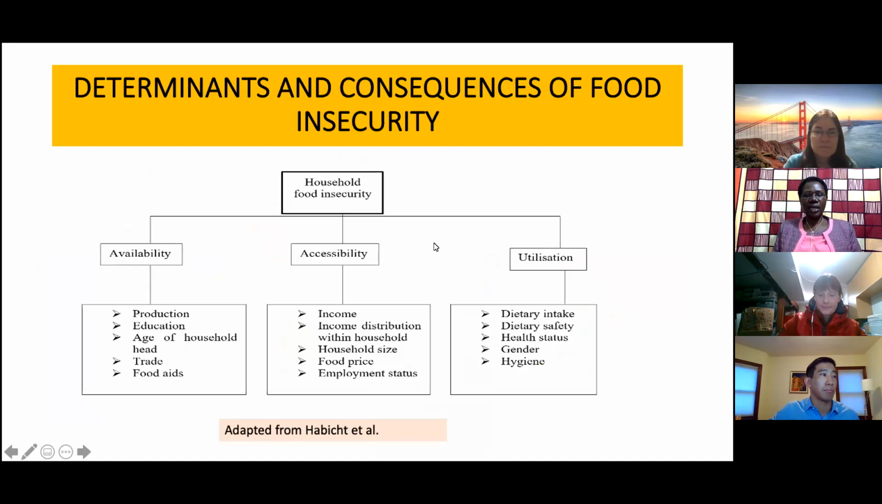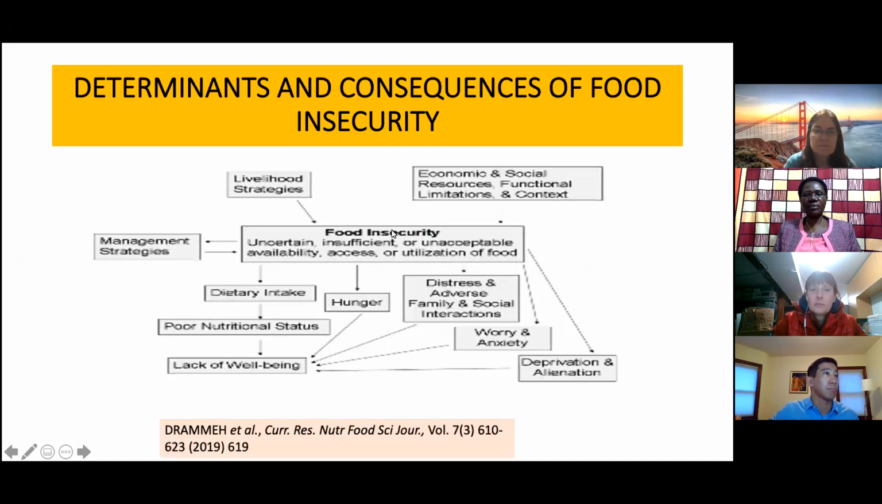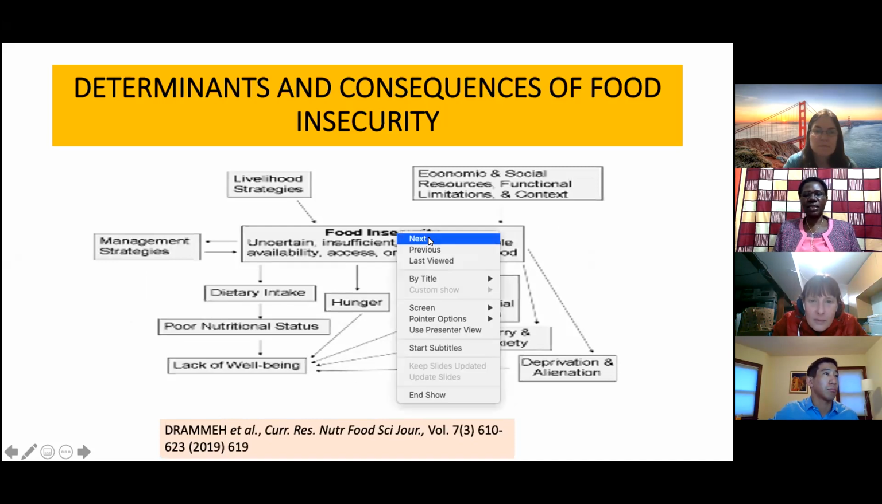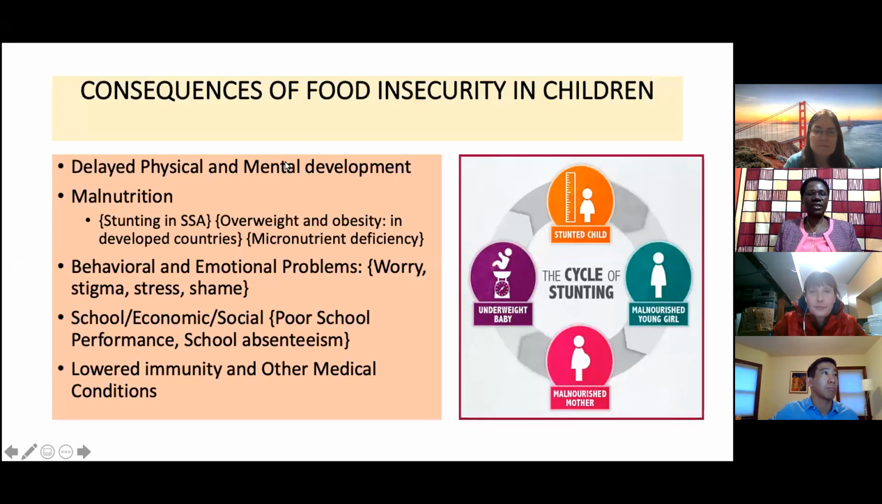This slide, adapted from that reference, shows us the determinants and consequences of food insecurity, just to show what I had introduced: availability, accessibility, and utilization. And sadly, you may find that in one household, all these things are affected or playing up. Again, this is just to emphasize the same. I'll go to the next slide that shows us the list of some of these consequences that affect children.